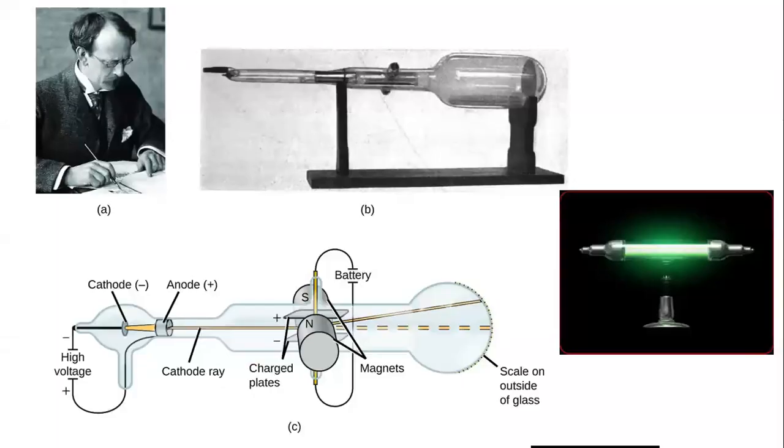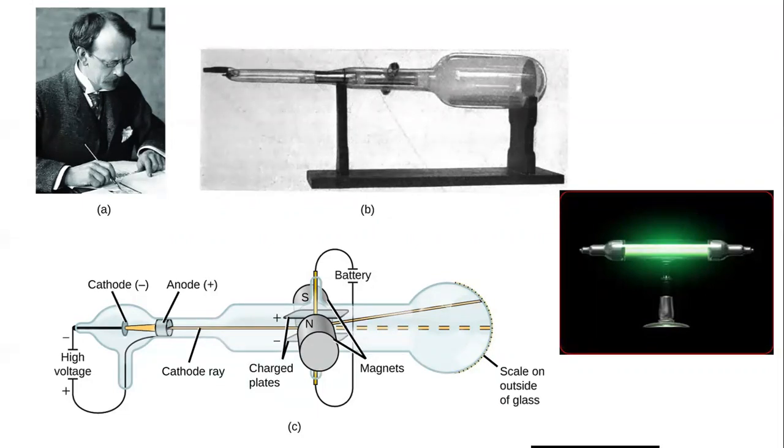In his research, Thomson passed current through a cathode ray tube, similar to the one seen here. A cathode ray tube is a glass tube from which virtually all the air has been removed. It contains a piece of metal called an electrode at each end. One electrode is negatively charged and known as the cathode. The other electrode is positively charged and known as the anode. When high voltage electric current is applied to the end plates, a cathode ray travels from the cathode to the anode. What is a cathode ray?